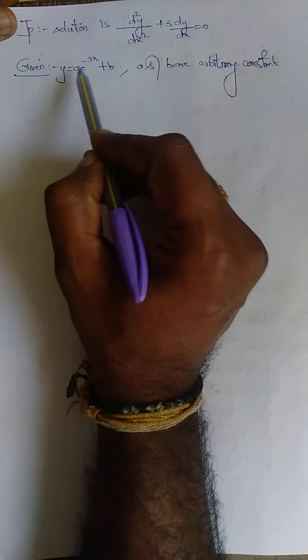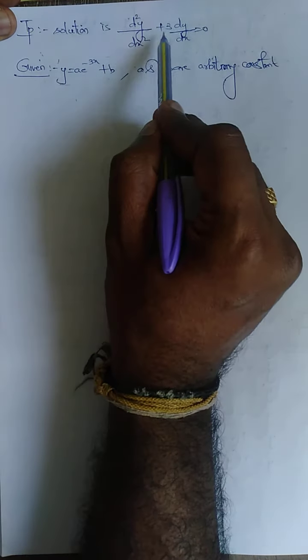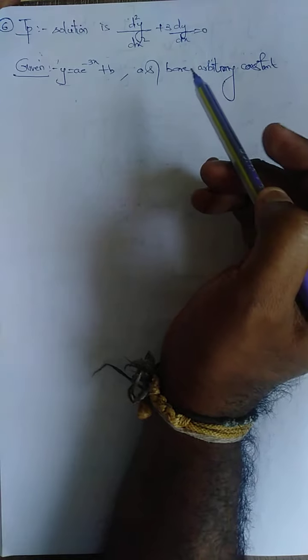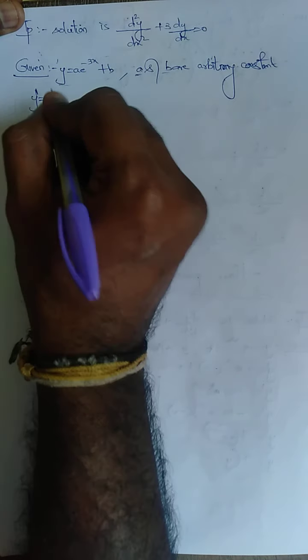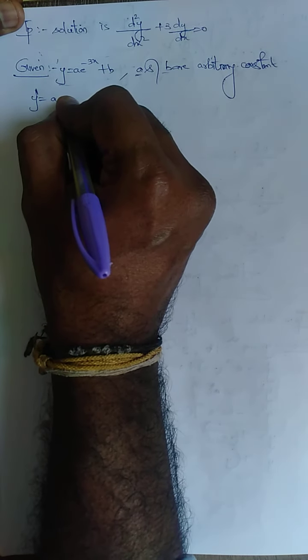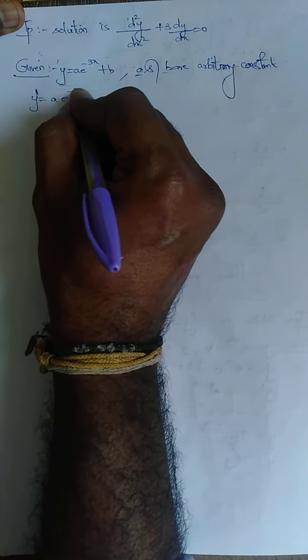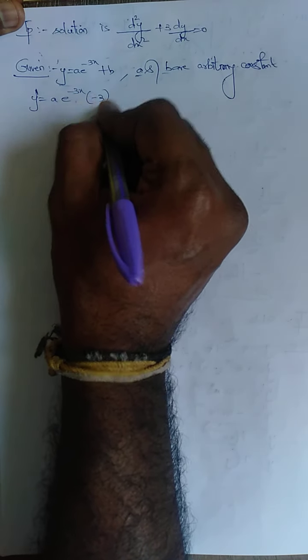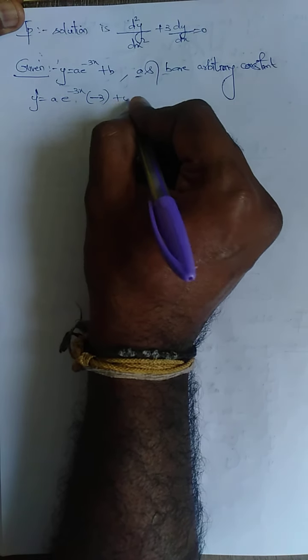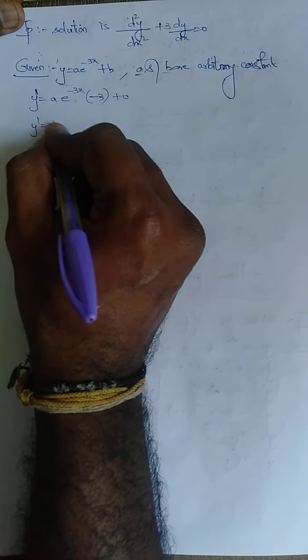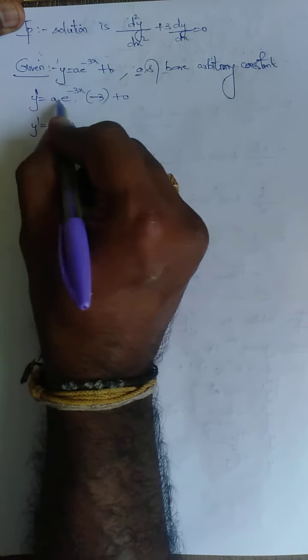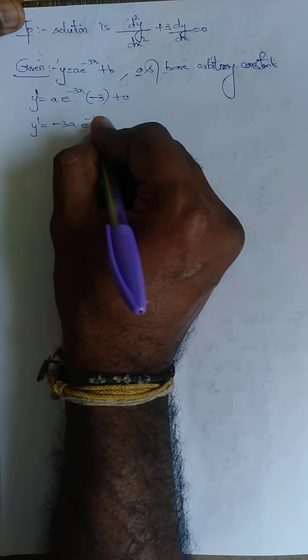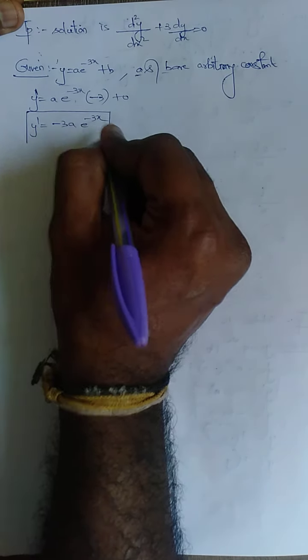To prove that the solution for this equation is this one, where a and b are arbitrary constants, I need to differentiate twice. Differentiating y gives y dash. a is a constant, e power minus 3x differentiates to e power minus 3x times minus 3, and b differentiates to 0. So arranging it properly, y dash is equal to minus 3a e power minus 3x. So this is y dash.